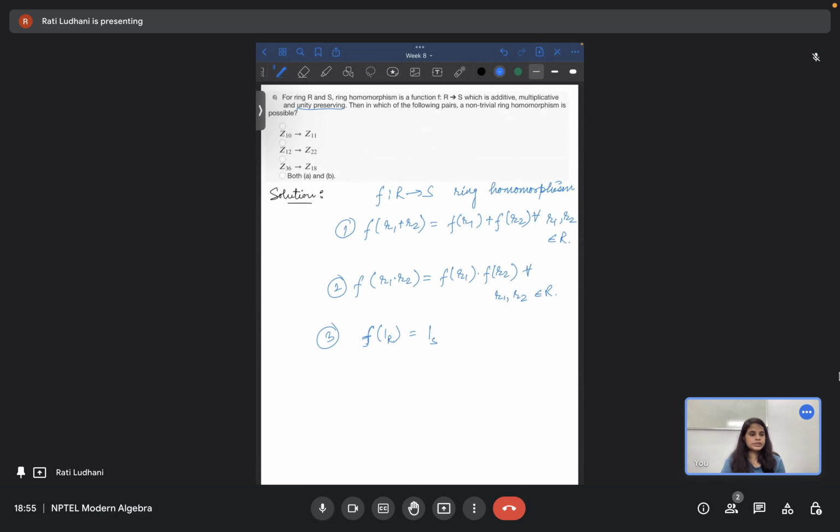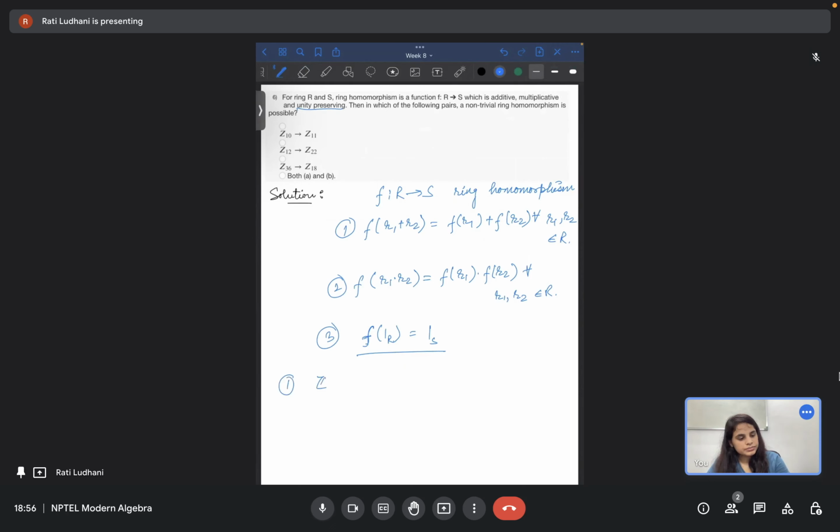Okay, if this is the ring homomorphism, then in which of the following pairs is a non-trivial ring homomorphism possible? Non-trivial usually refers to the 0 map, or if these sets are equal, then we can say the identity map. Here non-trivial means it is not mapping everything to 0, and that is actually not possible because it is given that 1R goes to 1S. So the identity of R goes to the identity of S. So let's see if that is a possibility.